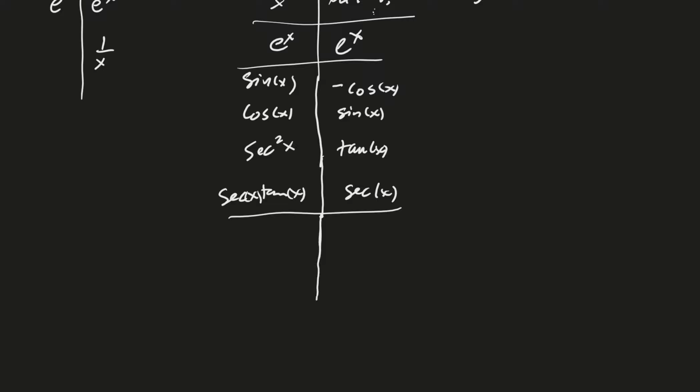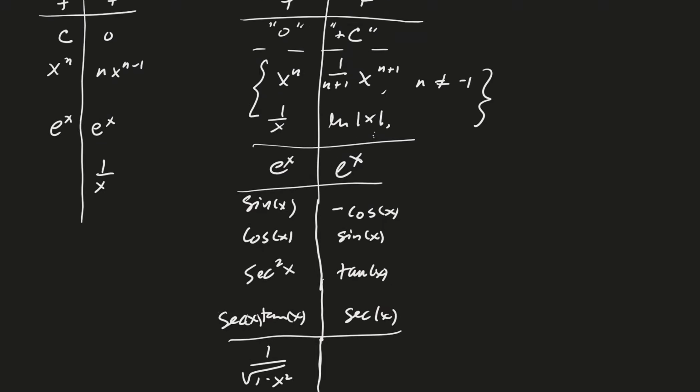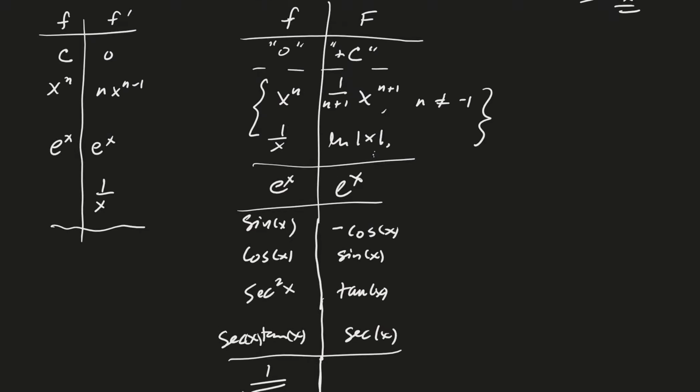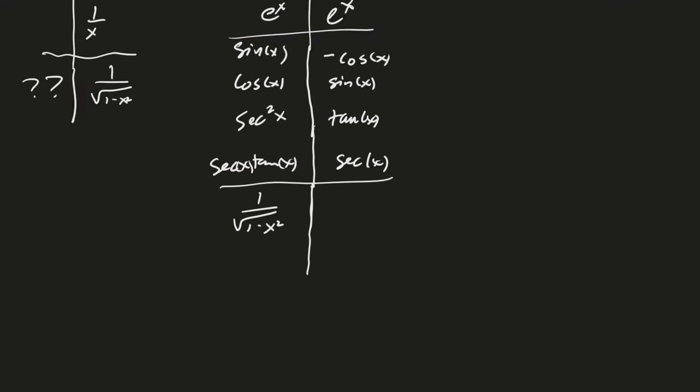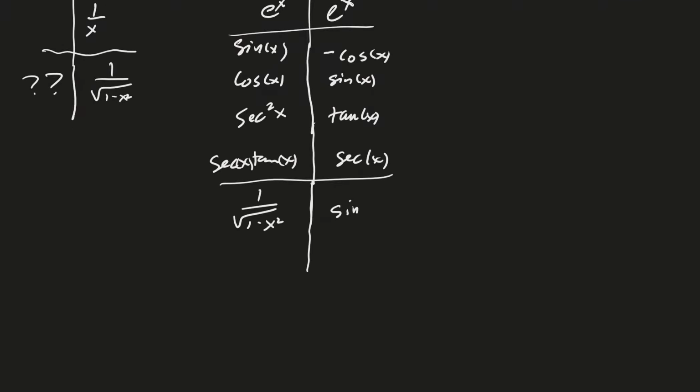We had a couple more that we want to remember, and that was 1 over the square root of 1 minus x squared. So again, in the original derivative table, if we have 1 over the square root of 1 minus x squared over here, what was over here? Do you remember? Yes, that was the arc sine or the inverse sine of x. And similarly, 1 over 1 plus x squared is the inverse tangent of x. Those are the two we want to remember from that.